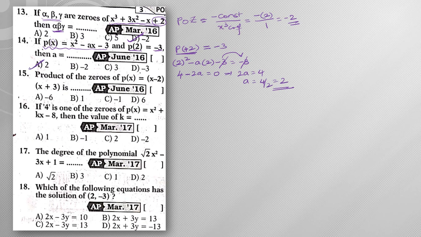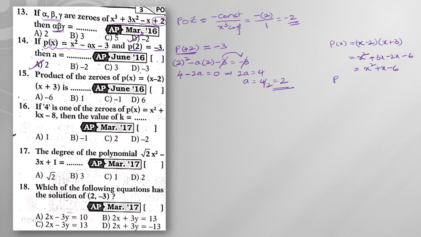Next, the product of zeros of p of x is equal to x minus 2 into x plus 3. So p of x is nothing but in the form of x minus 2 into x plus 3. When you multiply, what am I going to get? x into x is x square, plus 3x minus 2x minus 6. On simplification, this can be written as x square plus x minus 6.